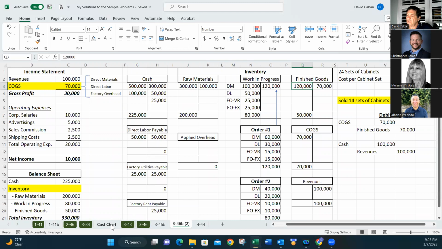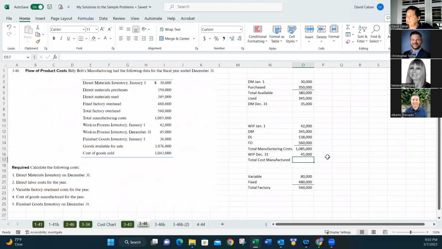Just do the math and you'll get the answer. If I put this much cost in the whole period, but I ended with 45, I must have transferred how much to my finished goods account? How much did I finish? Let's do the work and let's do the WIP account. Let's do the T account here so you can see it.